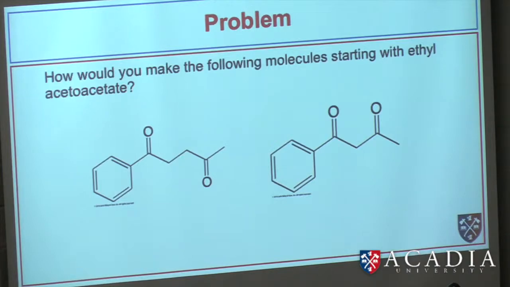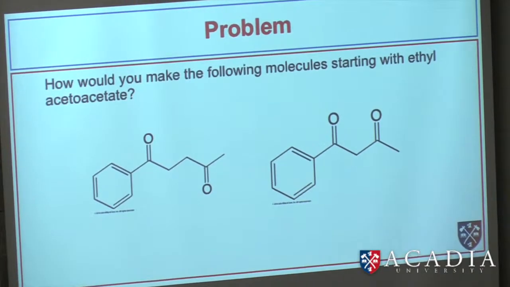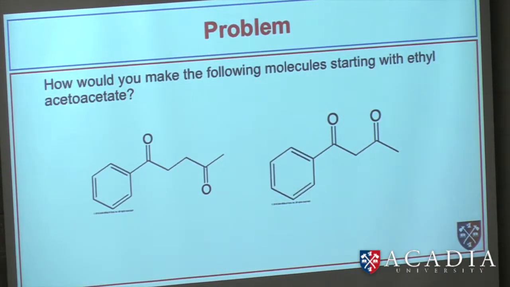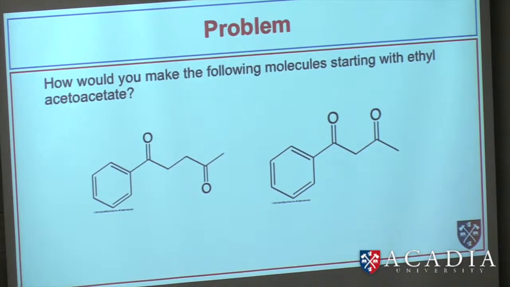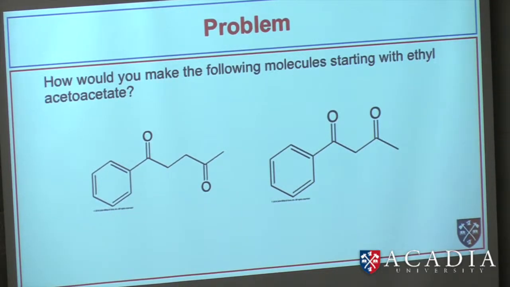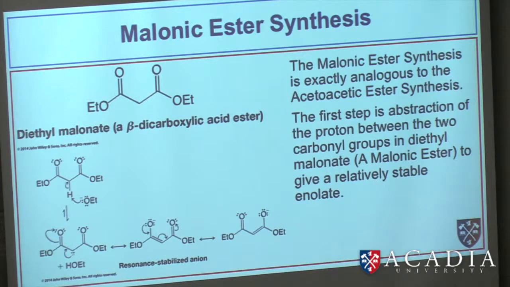So here's a problem. How would you make the following molecules starting with ethyl acetoacetate? You'll notice I'm starting to put a lot of problems in here, and we'll answer these in the tutorials. But I want you to think about them and give them a try so that when you come to the tutorial, you've tried these problems. Some of them will be really easy, some of them will be more difficult.